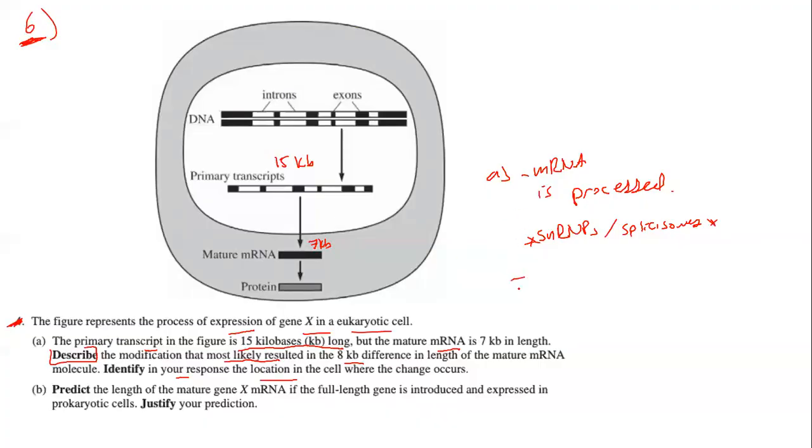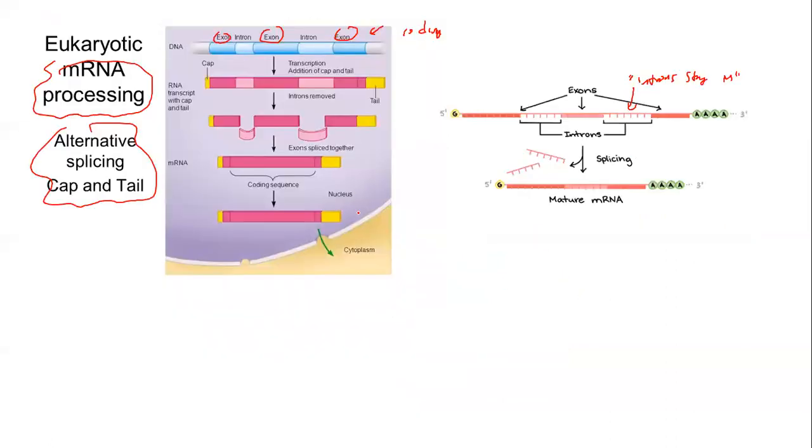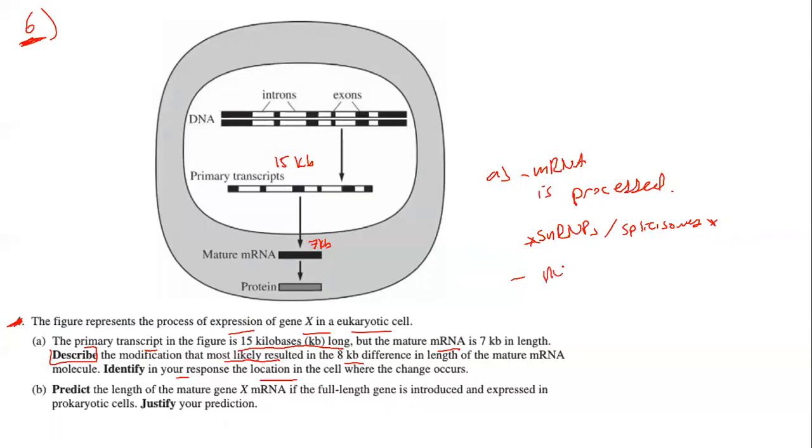Now, the second part for A: identify in your response the location where this change occurs. Well, it's eukaryotic, so it's really just identifying where the DNA is. All the mRNA processing takes place right here. If you look at this picture, it's all taking place in the nucleus. So the second part for A is that it's located in the nucleus. All the RNA processing takes place there.